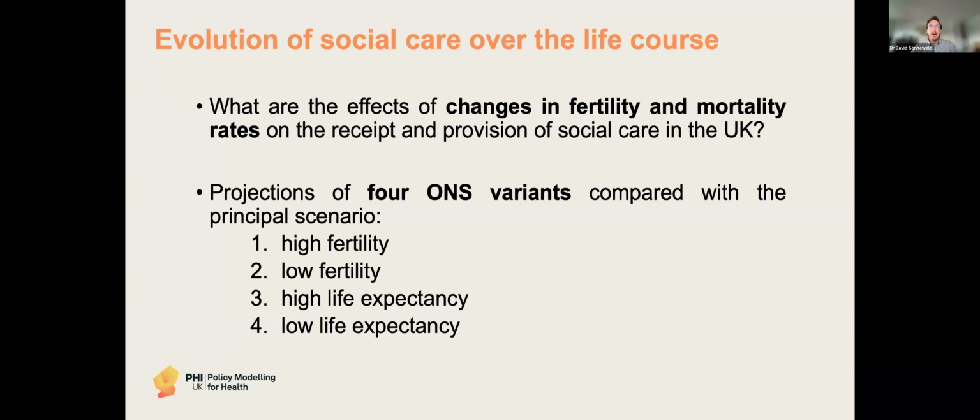And then we compare the outputs with the same simulation, so for the same years, but with 4 different variants where we have changed the projections on fertility. So we have high and low fertility scenarios, and life expectancy. So we have high and low life expectancy scenarios. This is still very much work in progress, but let me briefly show some preliminary results.